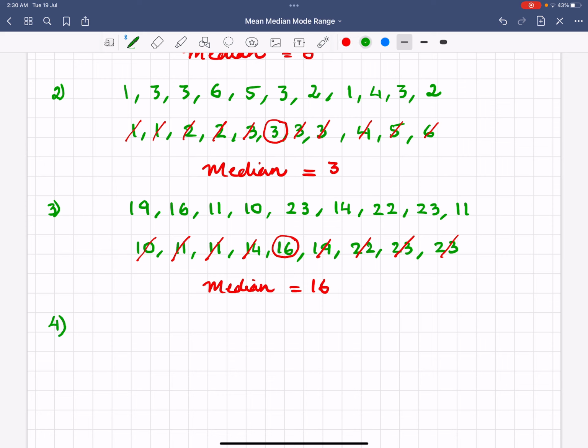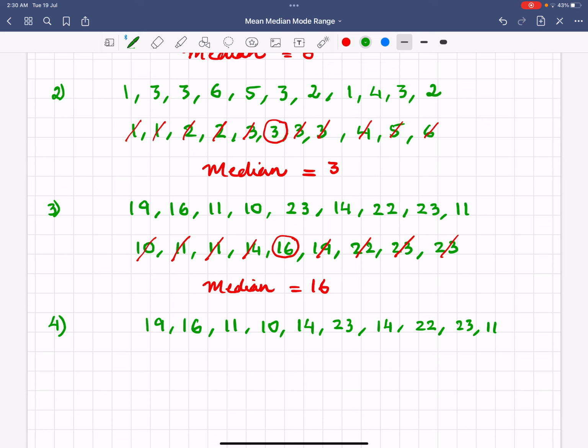This is going to be slightly unique. So let's see why. We have the question, the data entry 19, 16, 11, 10, 14, 23, 14, 22, 23, and 11. So we have 1, 2, 3, 4, 5, 6, 7, 8, 9, 10 numbers.